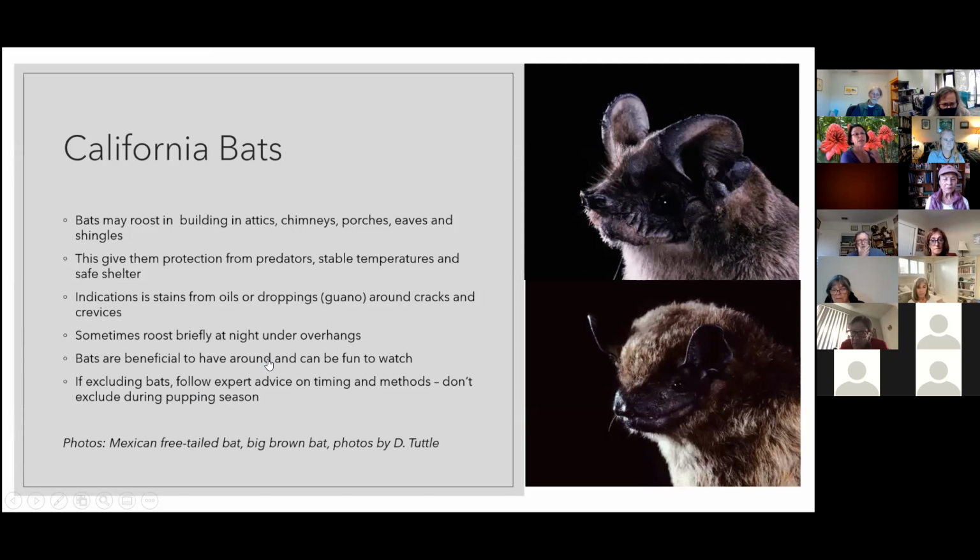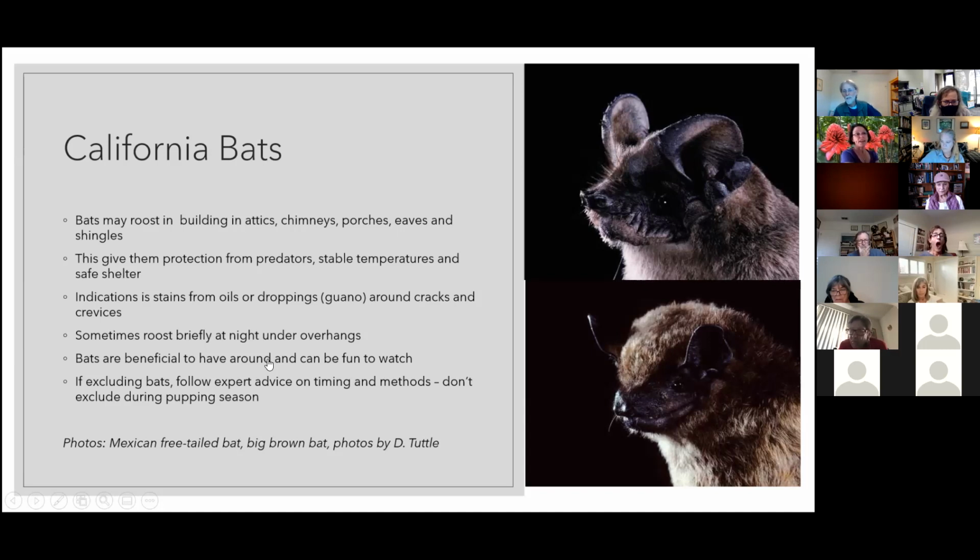You'll know you have bats by observing them, and you can hear them if you can hear high-pitched noises. Usually before they come out at night, you'll hear high-pitched chirping, and then you can see them emerge. You will also see their droppings around the cracks and crevices. They're little pellets, like mouse droppings, under eaves and such. They're really beneficial to have around because they eat a lot of insects, and they can be fun to watch. We have certainly enjoyed watching those bats come out at night.